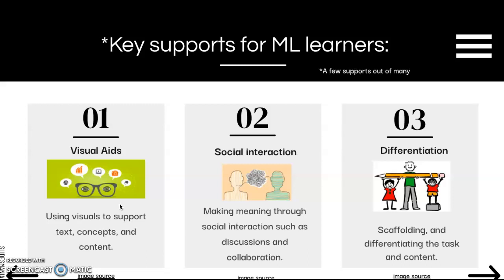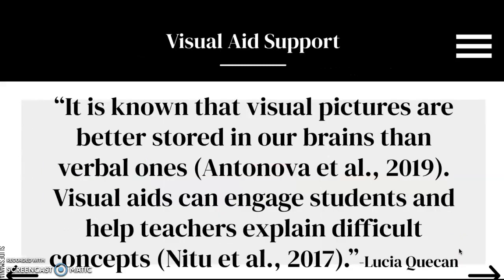Second is social interaction. Research is showing that the more often students are talking about what they're learning, the more they are not only making meaning, but also retaining that information and understanding better through discussions and collaboration. And then finally, differentiation through scaffolding and differentiating the task and content, which I'm sure all of you are already doing or trying to do in the classroom anyways.